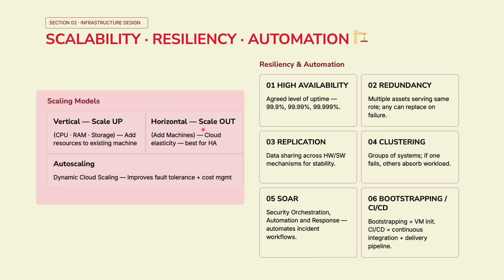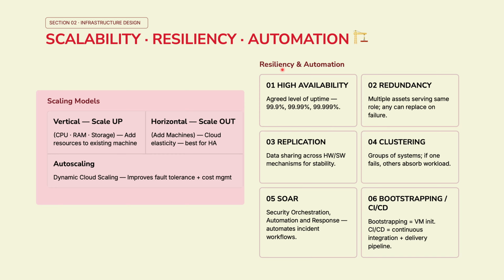Horizontal scaling, or scale out, adds additional machines to distribute the workload. Now, this approach enables cloud elasticity and is the preferred model for high availability architectures. As a result, most cloud native applications are designed for horizontal scaling from the start. Auto scaling dynamically adjusts the cloud resources based on the demand, improving both fault tolerance and cost management. As a result, organizations pay only for the capacity they actually use.